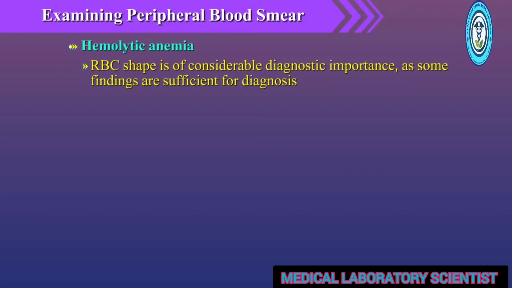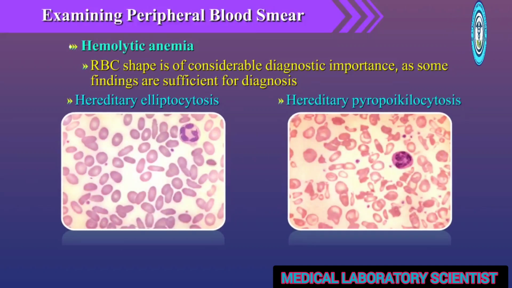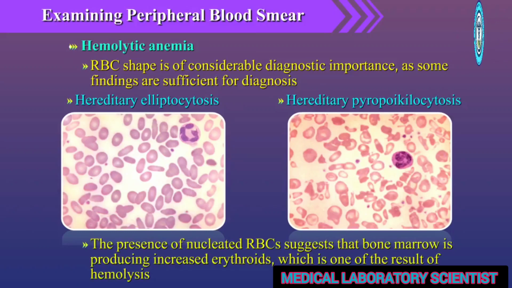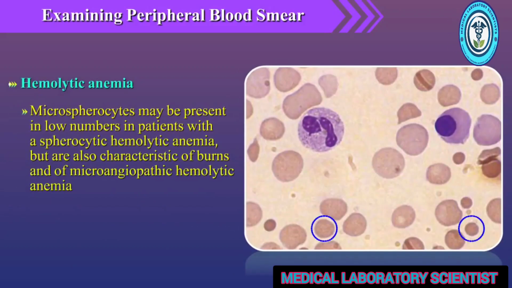Coming to hemolytic anemia, in hemolytic anemia, RBC shape is of considerable diagnostic importance as some findings are sufficient for diagnosis, like in hereditary elliptocytosis, hereditary pyropoikilocytosis, etc. Moreover, the presence of nucleated red blood cells suggests that bone marrow is producing increased erythroids, which is one of the results of hemolysis. Presence of spherocytes is not diagnostically specific, since this may result from hereditary spherocytosis or autoimmune or alloimmune hemolytic anemia. Microspherocytes may be present in low numbers in patients with a spherocytic hemolytic anemia, but are also characteristic of burns and of microangiopathic hemolytic anemia.